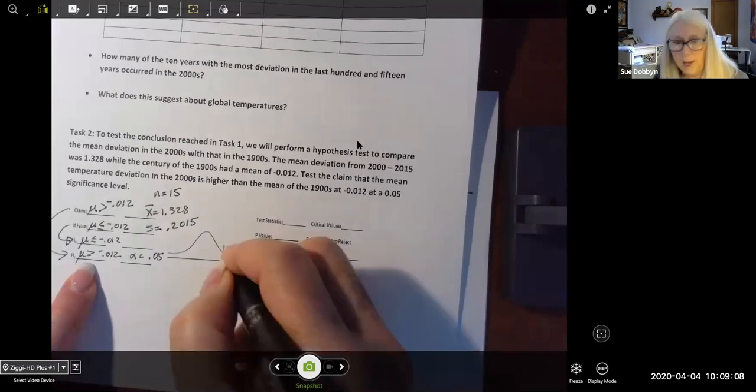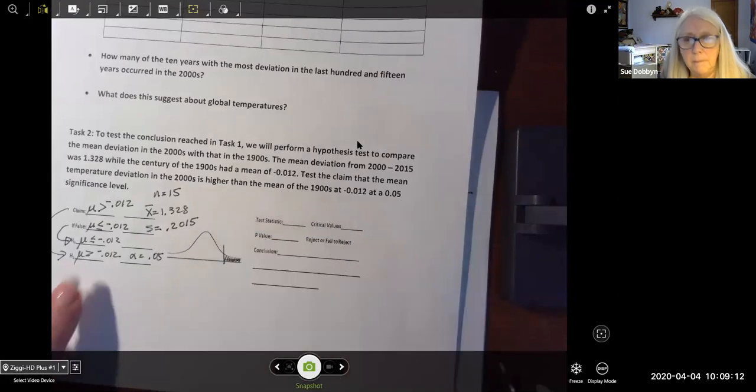Okay, so now we can go to StatCrunch. And this is a means test. So I'm going to change the screen to StatCrunch.